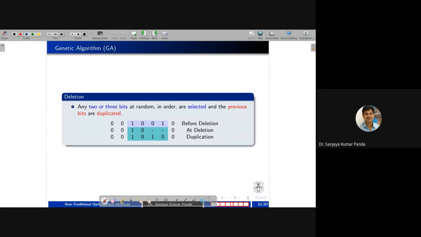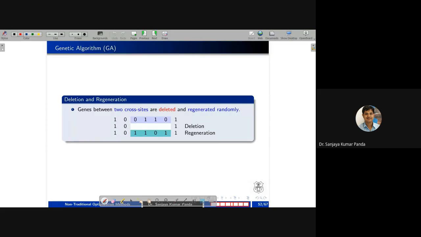There is another operator called deletion. You have to choose 2 cross sites and you have to delete the bits. I have deleted these bits, and what I can do is copy this 10. I have copied it to here. I deleted 2 bits and copied the previous 2 bits as my next 2 bits. Right? That is called deletion.